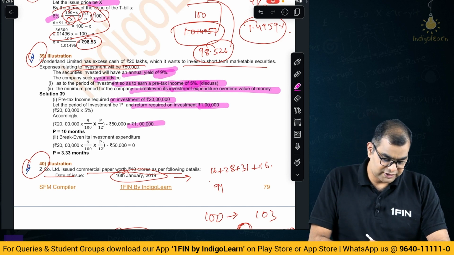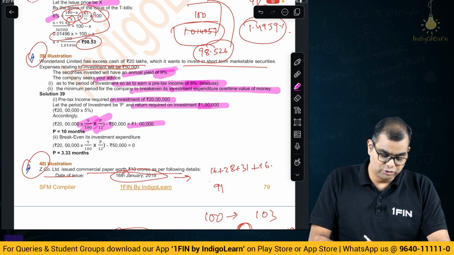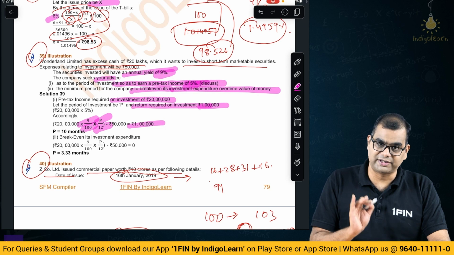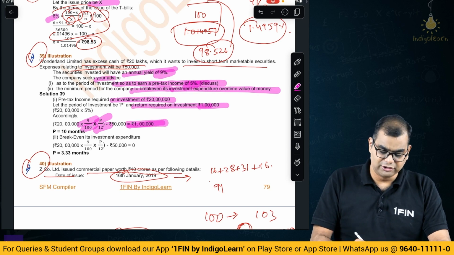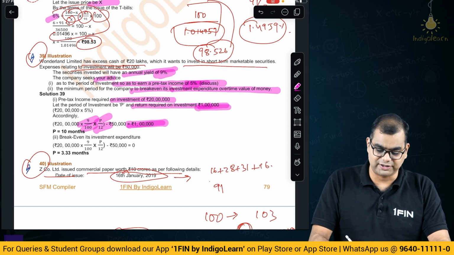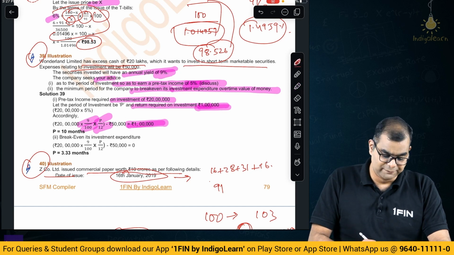If you invest 20 lakhs at 9 by 100, which is 9%, for a certain number of months, and you subtract 50,000 out of that, you need to get 1 lakh. That is basically the equation. Or you can do it the other way also: to this 1 lakh, you can add 50,000, giving 1 lakh 50,000. Either way, you will get the same answer.